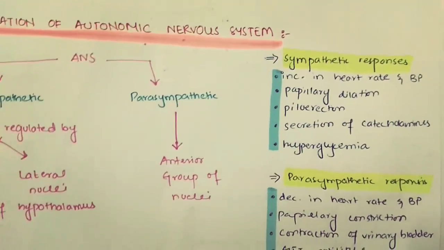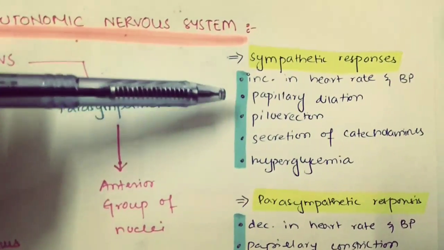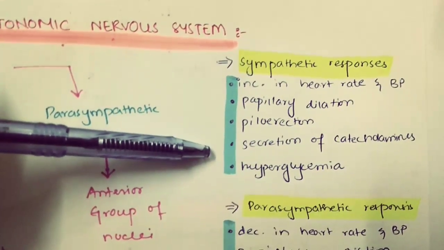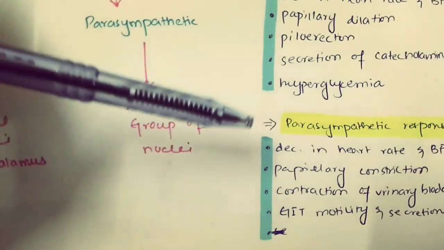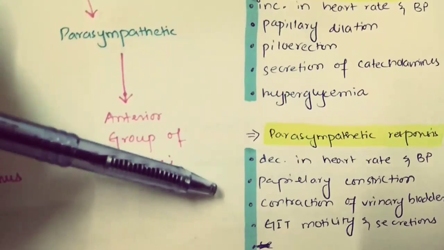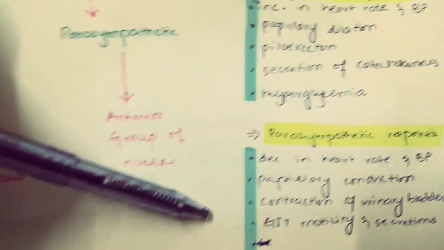Now the sympathetic responses are increase in heart rate and blood pressure, pupillary dilation, piloerection, secretion of catecholamines, hyperglycemia, and the parasympathetic responses are decrease in heart rate and reduction in blood pressure, pupillary constriction, contraction of the urinary bladder, and increase in GIT motility and secretion.